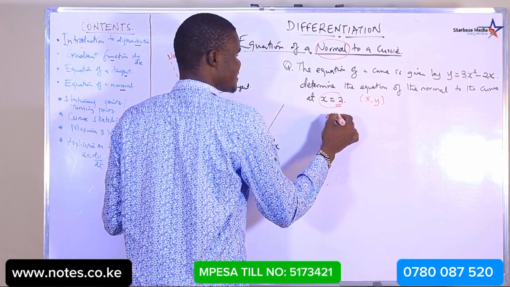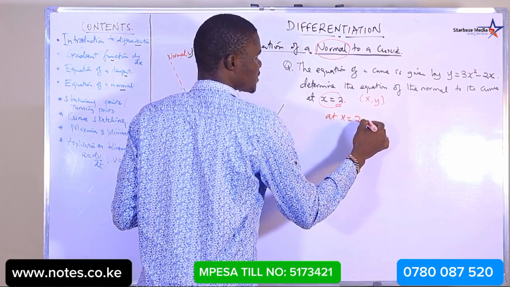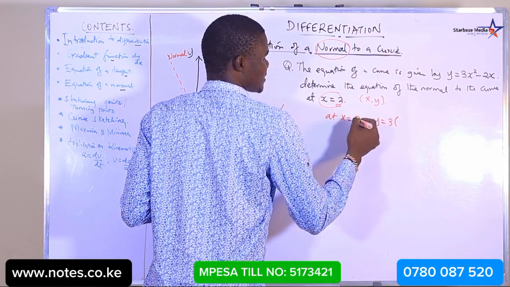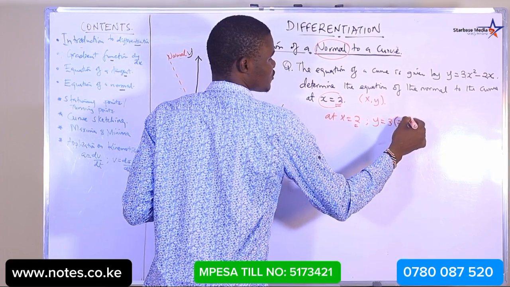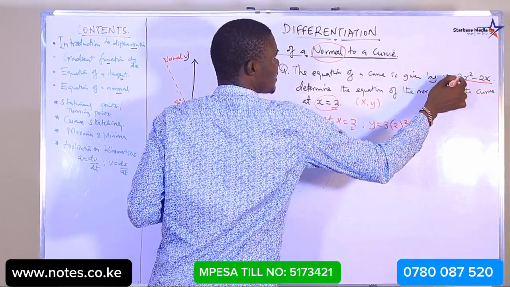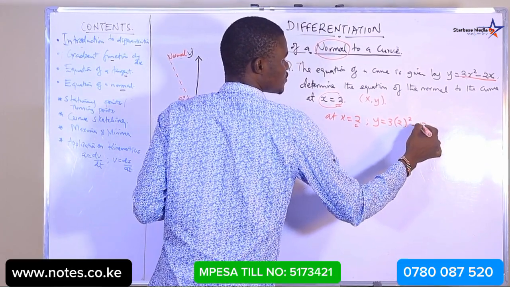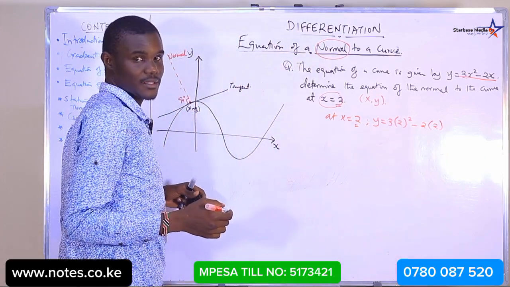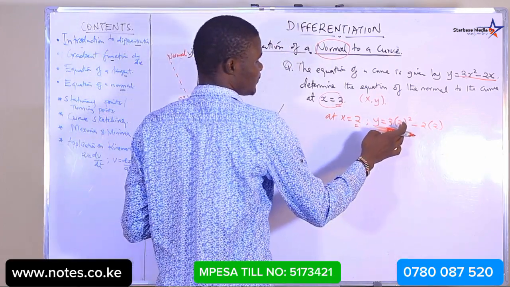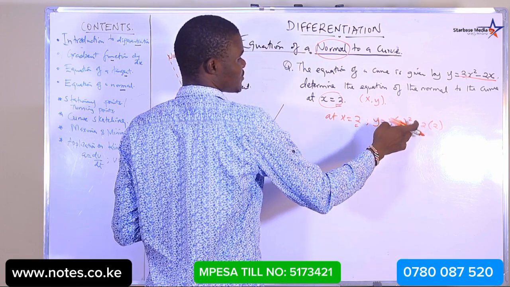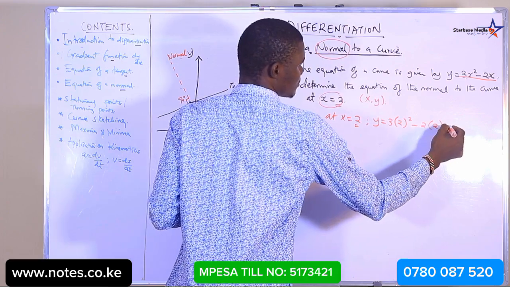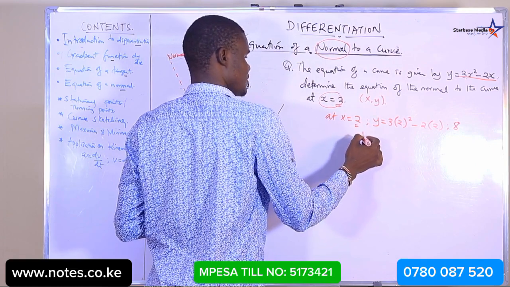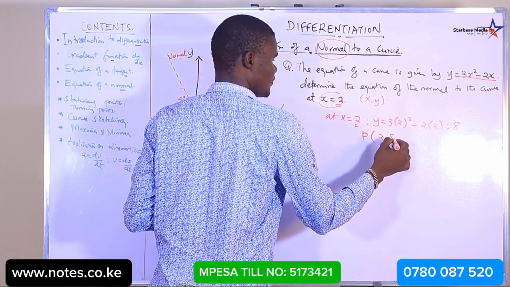So we say at x = 2, what is y? y will be 3 into 2 squared, I'm replacing in this equation here, minus 2 into 2. So what do you get as y? 3 into 2 squared minus 2 times 2. What do you get? 8. We get it as 8. So our point is (2, 8).